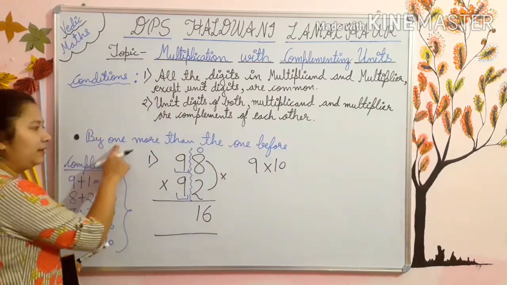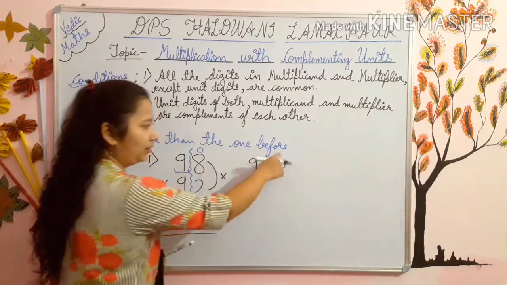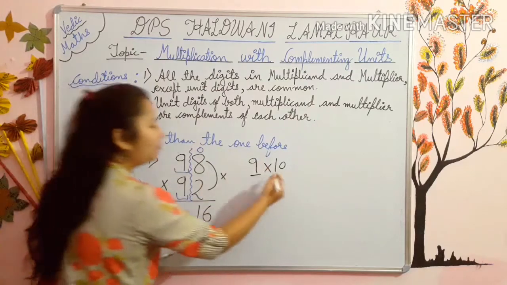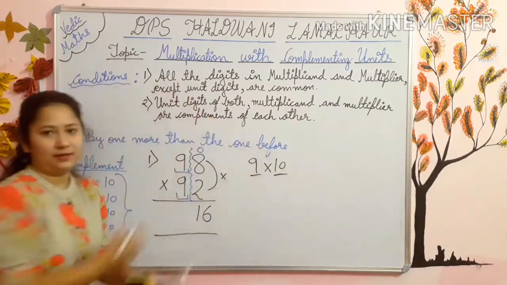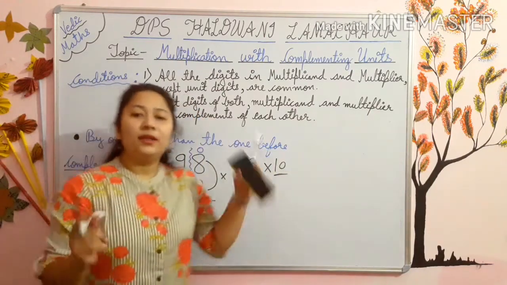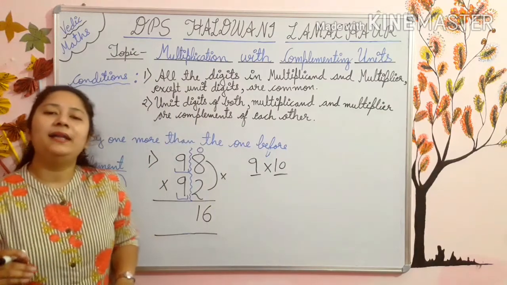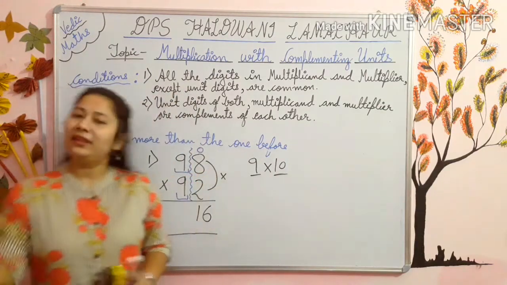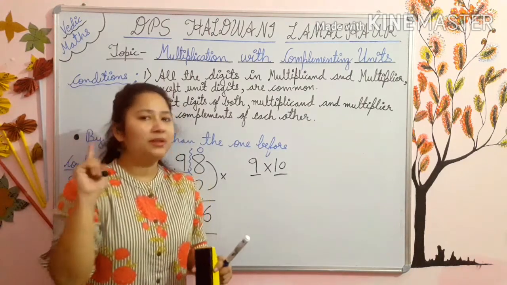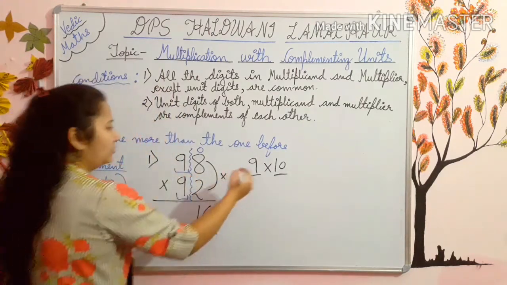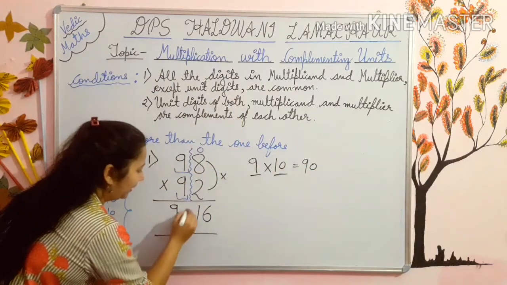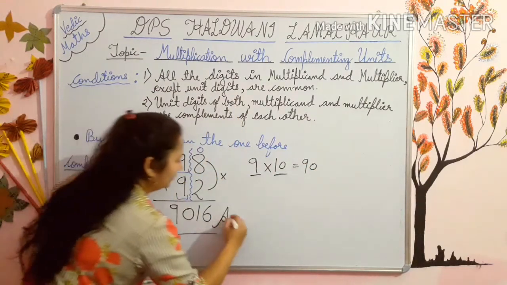See, by 1 more than the one before. One before is 9. By 1 more means 10. Means if there is 9, you have to multiply that number with 10. If there is 10, you have to multiply the number with 11. Means one more than the number. So 9 tens are 90, and 90 should be here, and this is your answer.